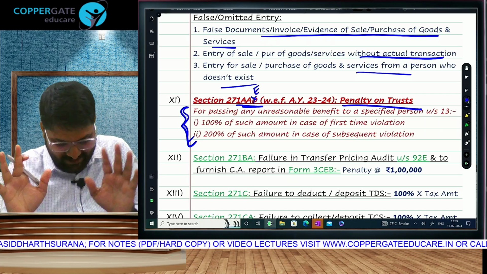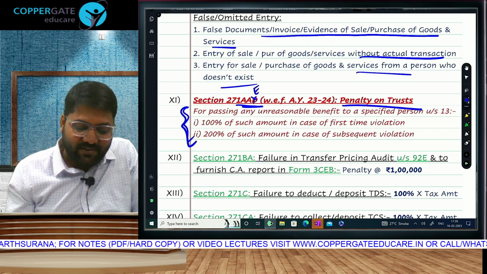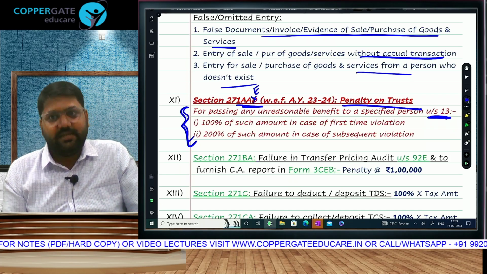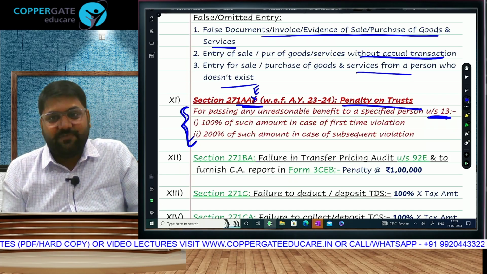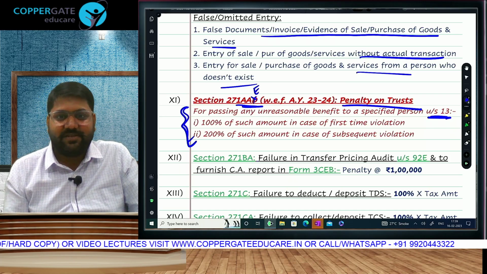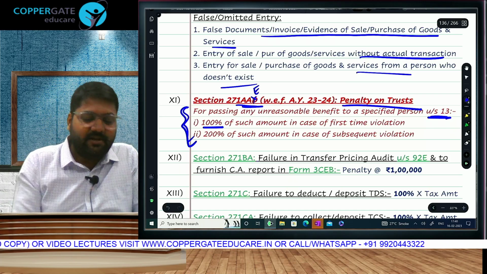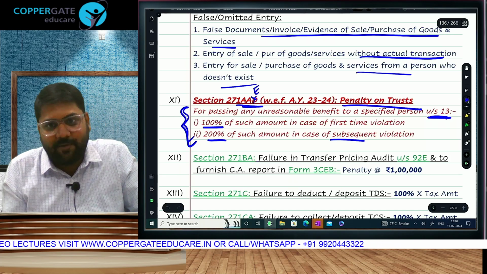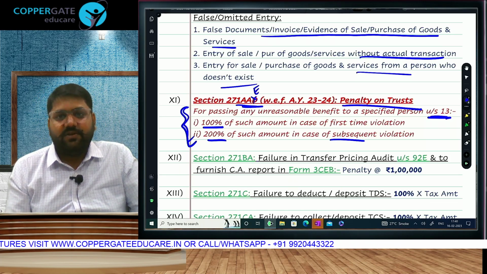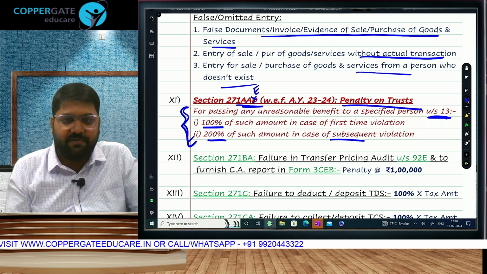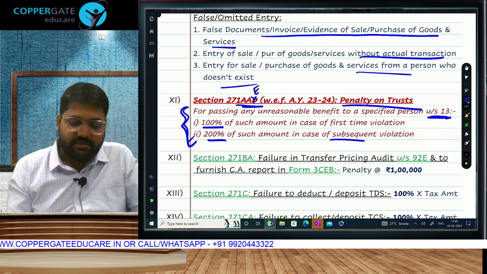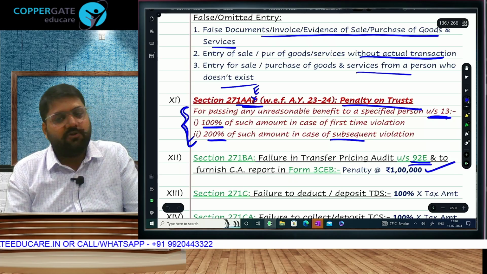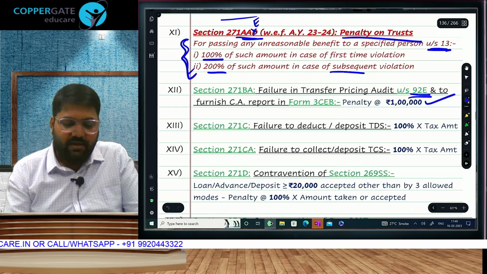Okay, English. Sorry. For passing any unreasonable benefit to a specified person, whenever a charitable trust is giving benefit to the specified person, author, founder, manager, trustee, substantial contributor, first time mein 100% of such amount, and subsequent violation mein ek ka double, 200% of such violation. So, newly introduced section, penalty which will be levied on charitable trust. Failure to get, this is an amendment of course, failure to get transfer pricing audit done, 1 lakh rupees flat penalty is going to be applicable.